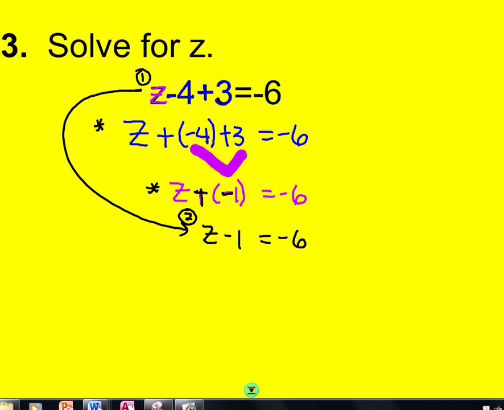Okay, now that I've simplified, I've collected my like terms, I can go ahead and solve for z. So once again, I have z minus 1 is equal to negative 6. So in order to solve for z, we need to use the inverse operation. So to get rid of subtraction, I need to use addition. That's the inverse operation. So I'm adding 1 to both sides of the equal sign. So the 1's cancel out, and I'm left with z is equal to negative 5.